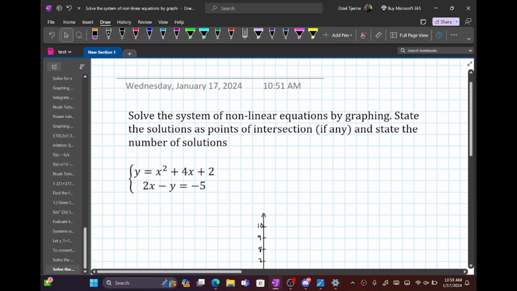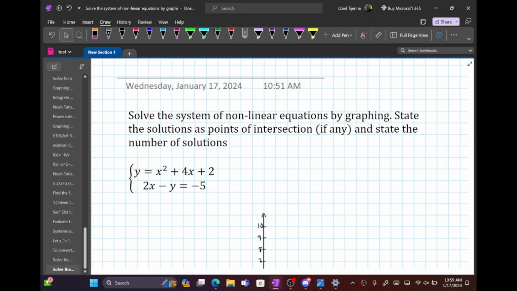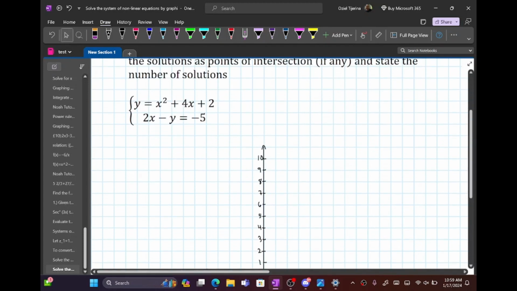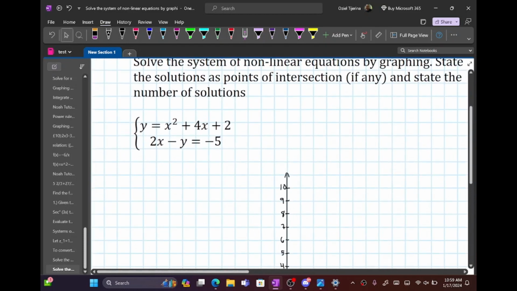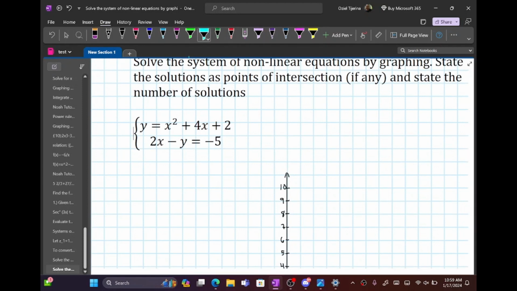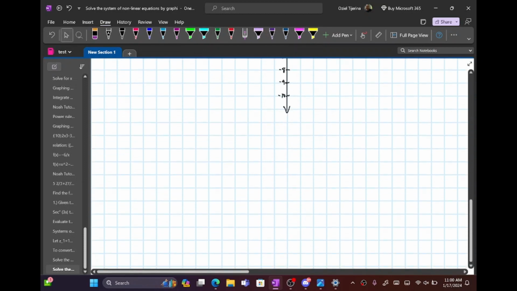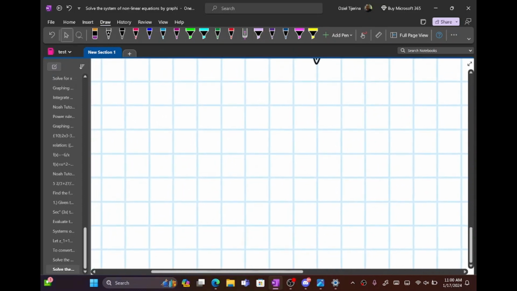It says solve the system of nonlinear equations by graphing, state the solutions as points of intersection, if any, and state the number of solutions. So we have this system here, y equals x squared plus 4x plus 2, and 2x minus y equals negative 5. So the first one that I am going to graph is the quadratic. This is a quadratic equation, or a quadratic function in this case. So we're going to go ahead and just graph it right away. And if y'all don't know what that is, it is a parabola.